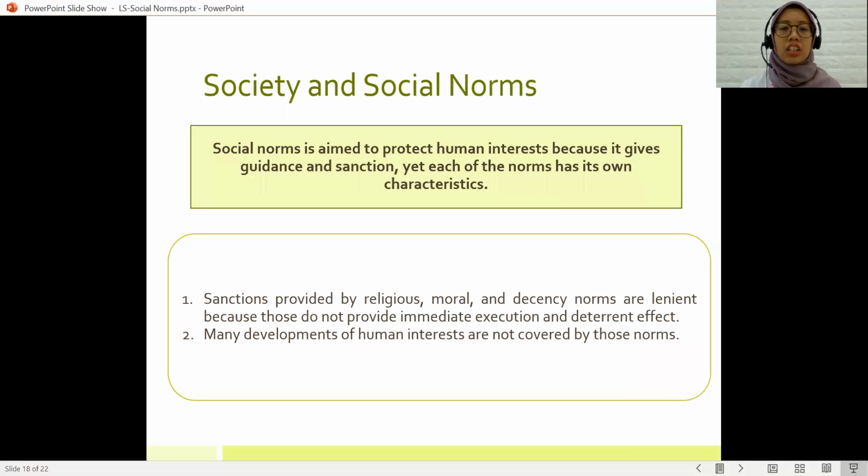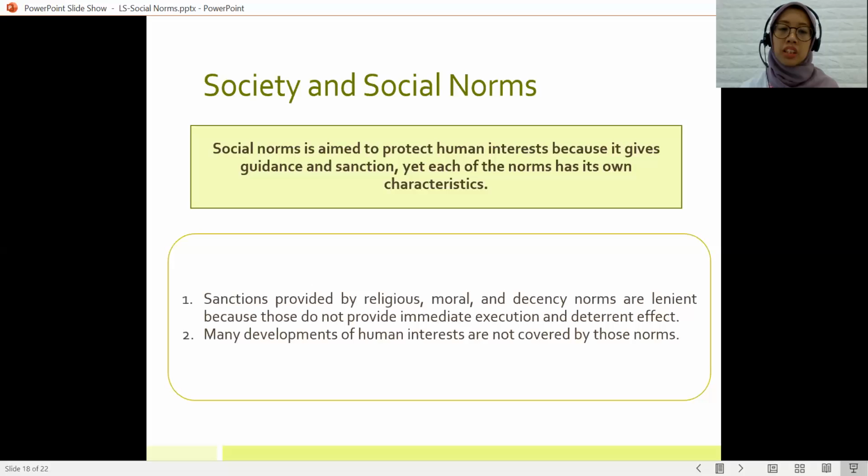As I mentioned before, society and social norms are so related with human interest and also human development. So when it comes to sanction to restore society in order, as I already mentioned before, religious, moral, and decency norms provide this lenient sanction, and it's not immediate and does not give a deterrent effect. For example, a common one in religious norm can only be enforced after life. So if you commit something according to religious rule, and it is not governed by other social norms, even legal norms, typically they will say that, oh, you committed sin, and it is important for you to know that it's going to be enforced after life, for instance.